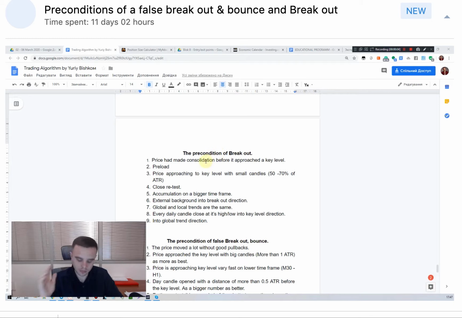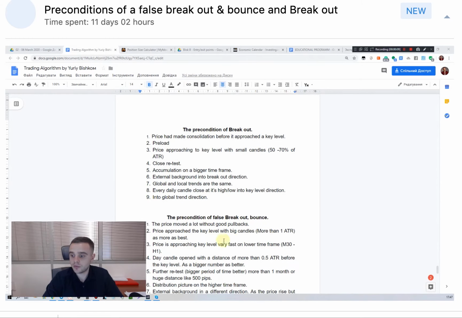About breakout. Okay, friends, I had done a lesson about the precondition of false breakout. I don't know if it will be before this lesson or after it. And also, once more, why it's important: a key level is not enough. Far more important is how price will approach the key level, because that determines how we will be able to trade key levels.